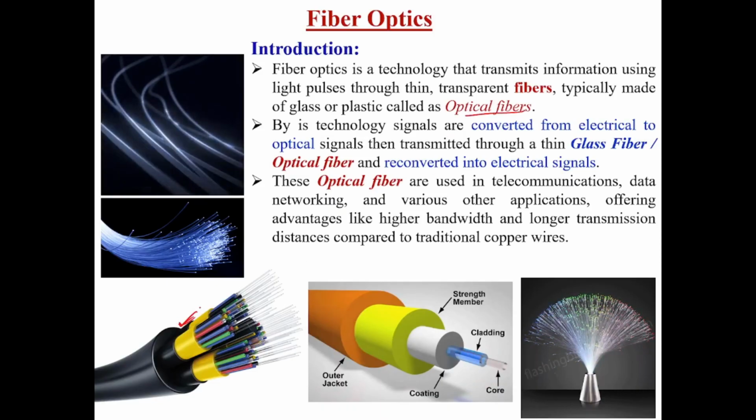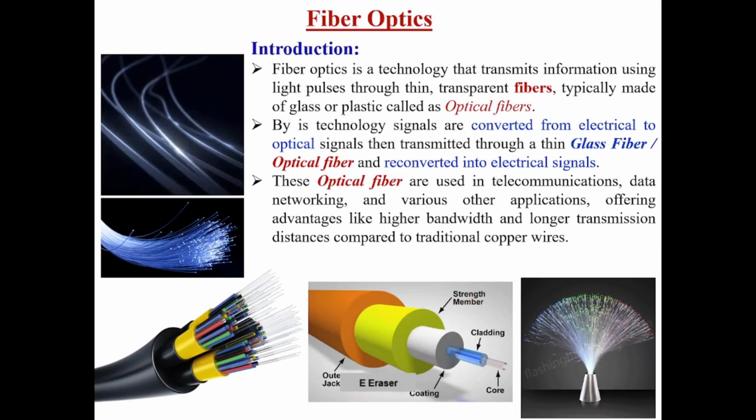If I discuss in detail, the core part and the cladding part are made up of two different glass or plastic materials. These two parts are made of glass, and another coating part is there, which is made up of plastic, which will protect the core and cladding. Then after that, a strength member which is made up of plastic, and then the outer jacket.